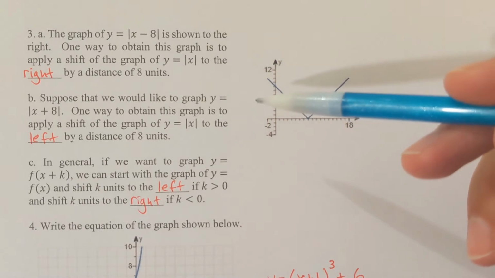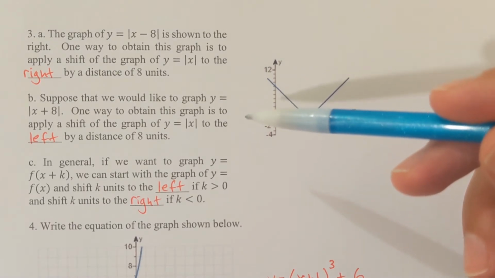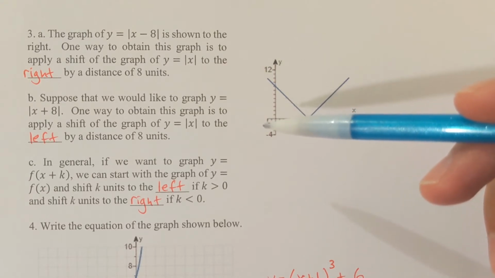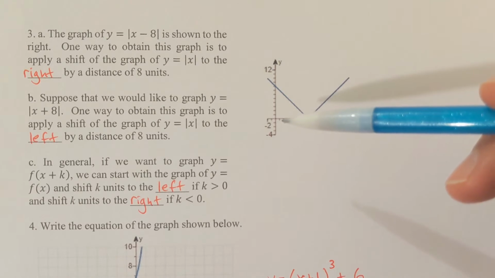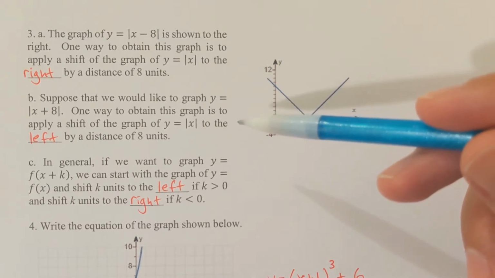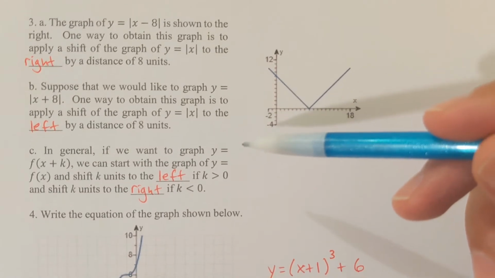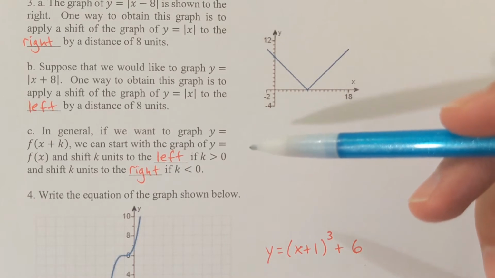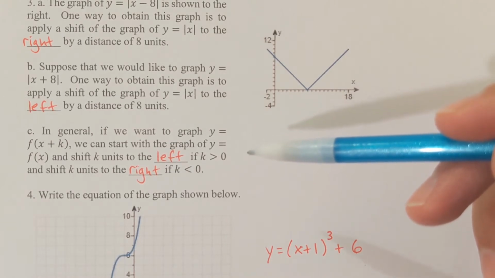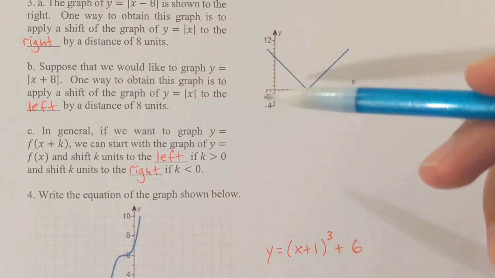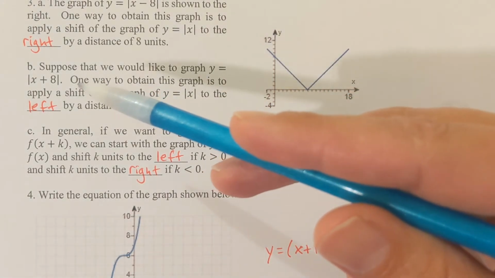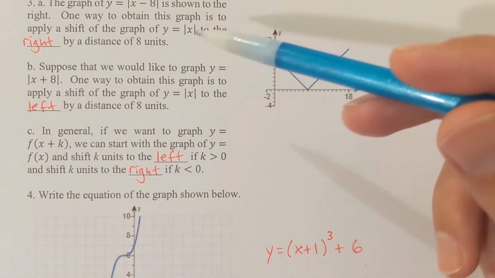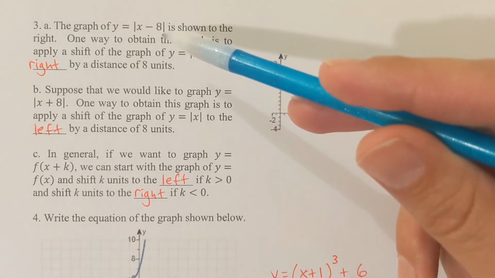Suppose that we would like to graph y equals the absolute value of x plus 8. One way to obtain this graph is to apply a shift to the graph of y equals the absolute value of x to the left, 8 units. In general, if we want to graph y equals f of x plus k, we can start with the graph of y equals f of x and shift k units to the left if k is positive, as is the case there, and shift k units to the right if k is negative, as is the case right here. K is negative.